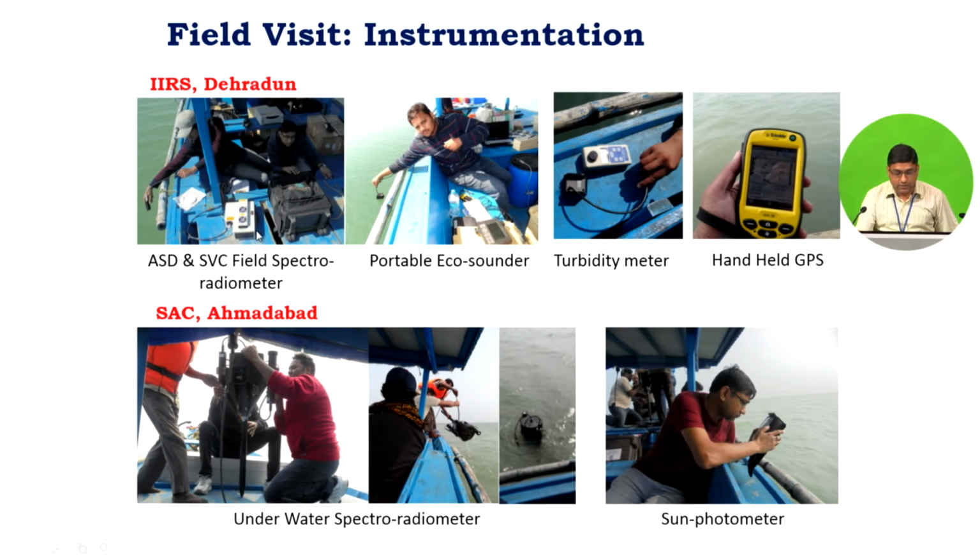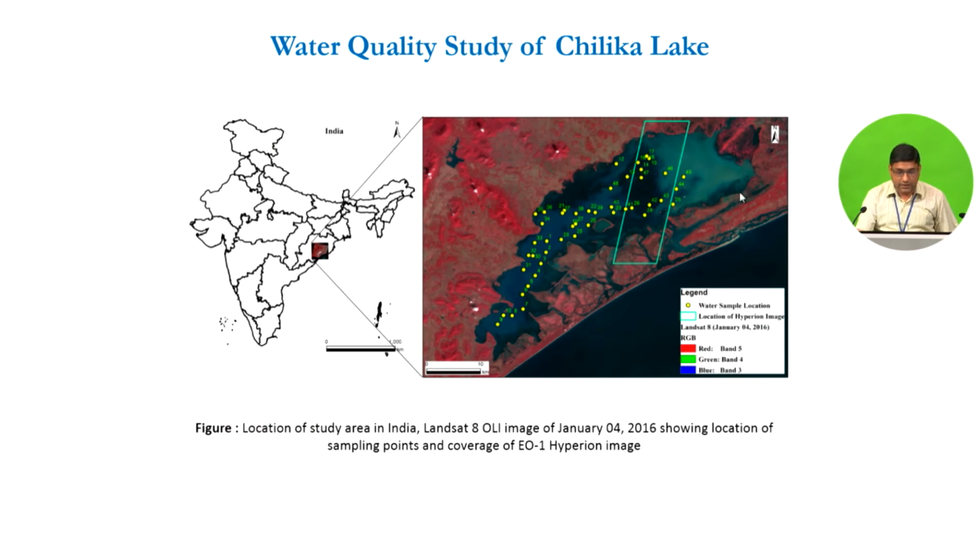So these are the instruments used in the field survey. So here you can see that this is the field spectroradiometers, this is the portable echo sounder for measuring the depth of the water, and this is the portable turbidity meter to measure the turbidity on ground, and this is the handheld GPS to measure the location of the point. Here you can see this location of Chilka Lake in India and the water samples collected along with these field spectroradiometer readings. So the samples were later analyzed in the lab for the chemical and physical properties.